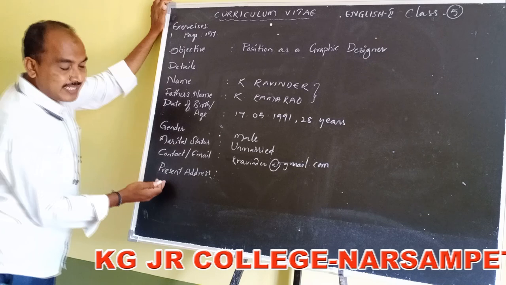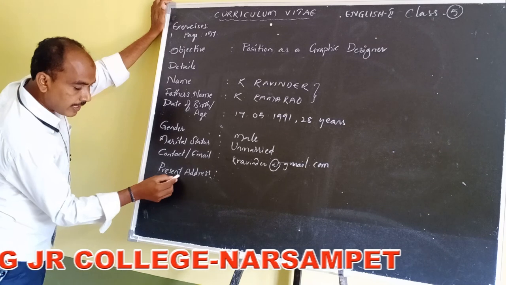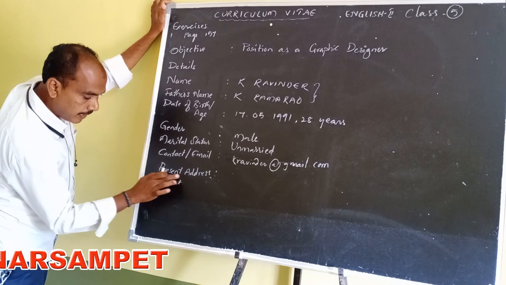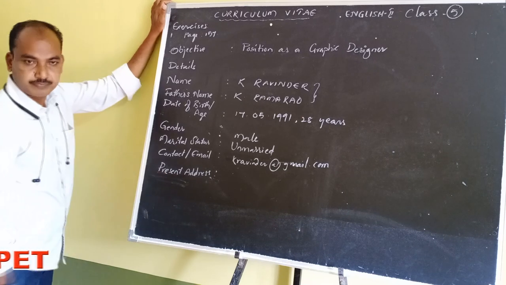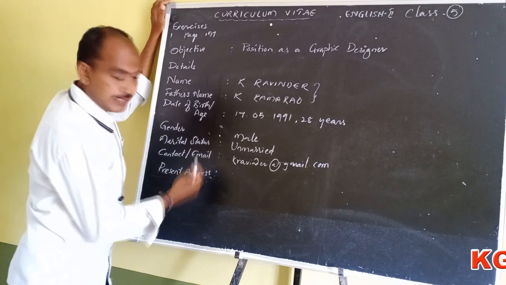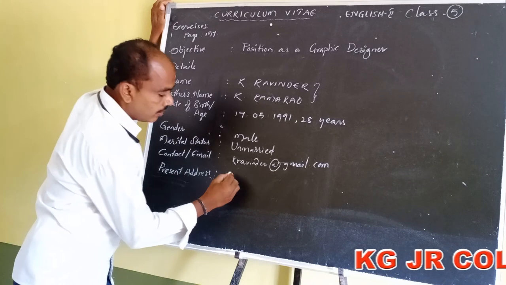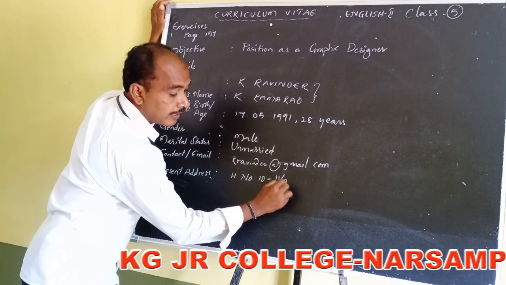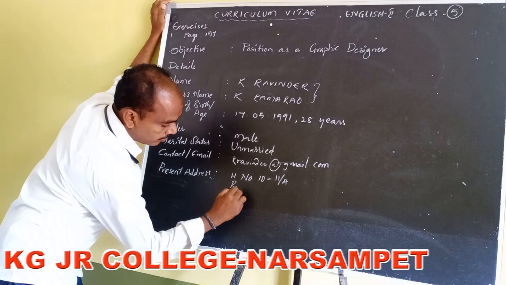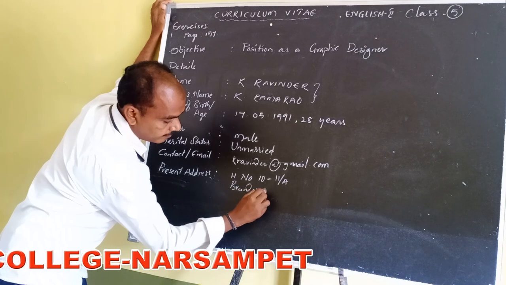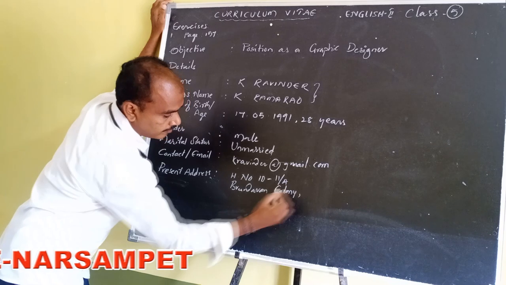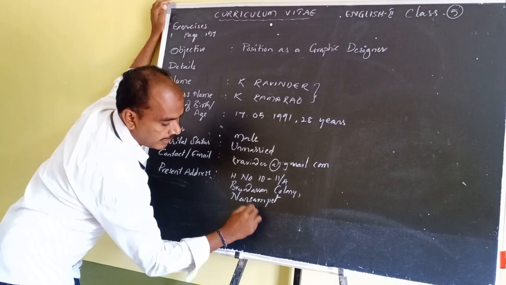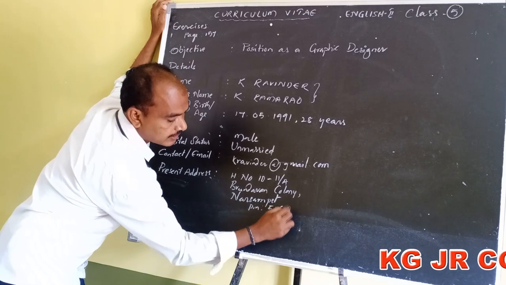Next one, present address. This can also be written as current address. Use any one word only, present or current. Now, in this present address, first you should write the house number, 10-11/A, Brindavan Valley, Narsampet, PIN number 506132.